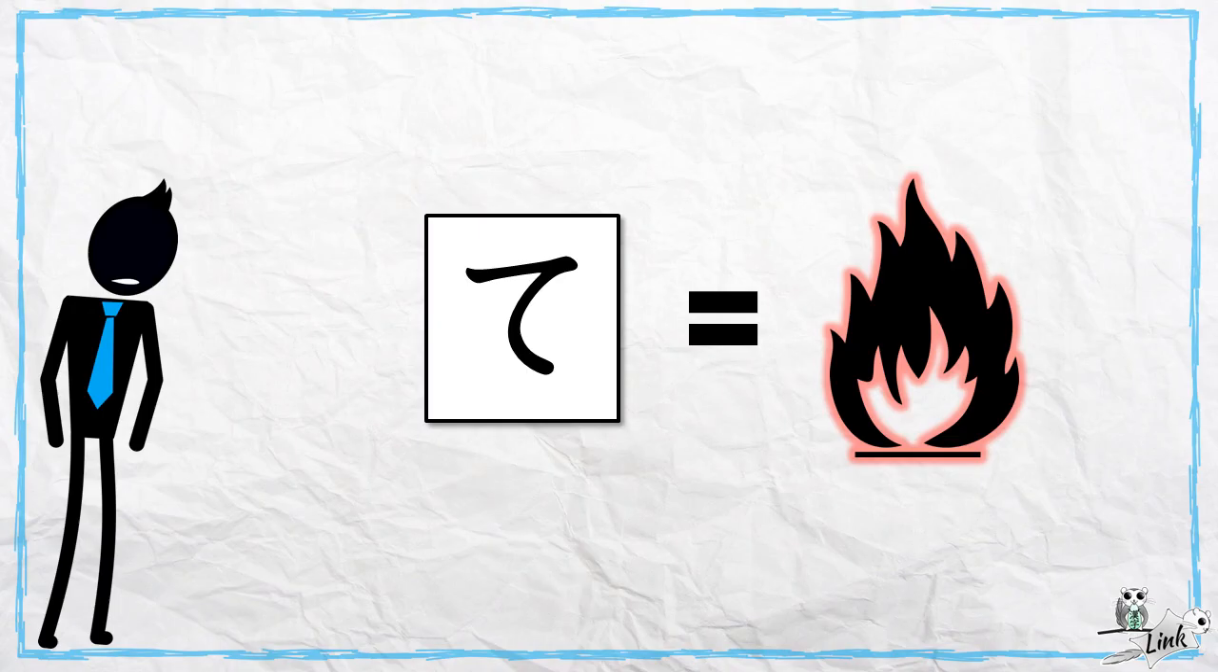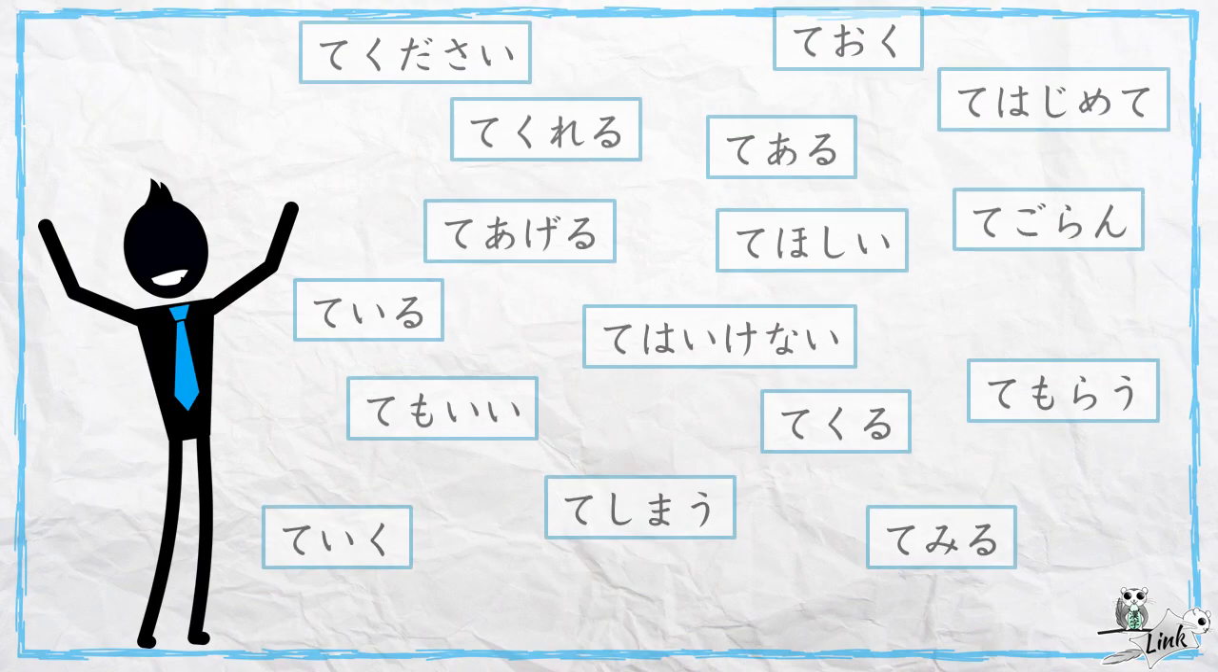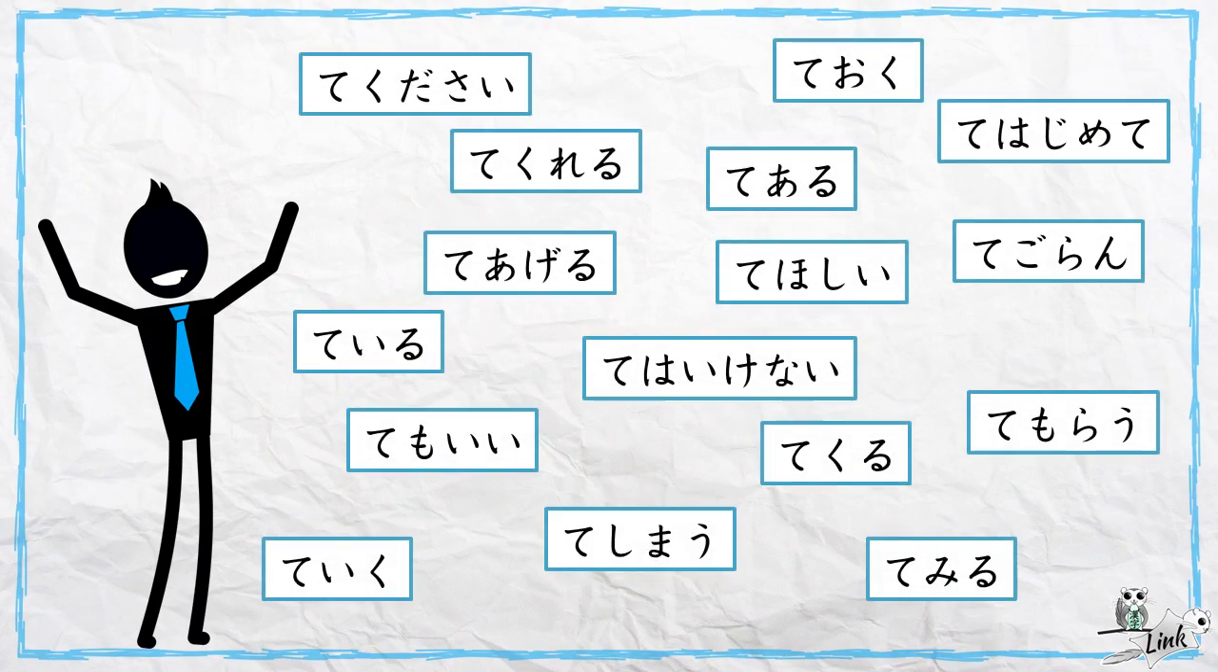The second reason why te form is difficult is because it's not a tense in itself. It only makes sense when it is connected to something else. Which is exactly why te form is so important. It can be connected to so many things that it will incredibly expand the limits of what you can do in Japanese. But don't worry too much about these connections right now. Let's focus on the conjugation.